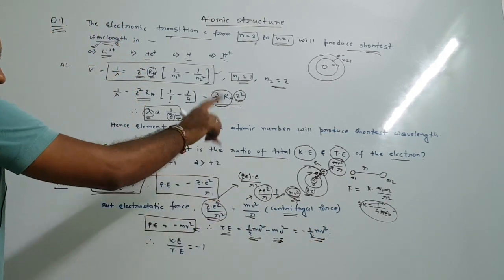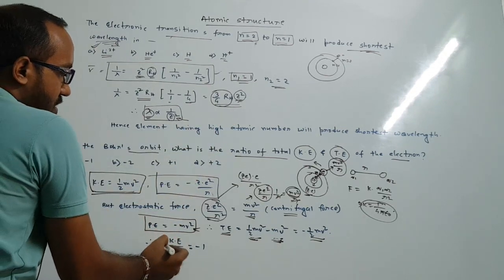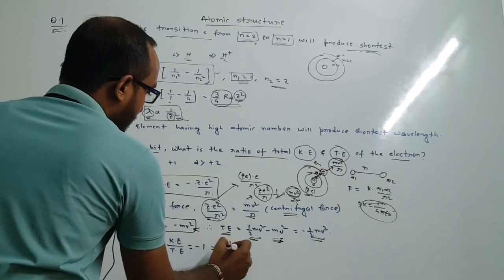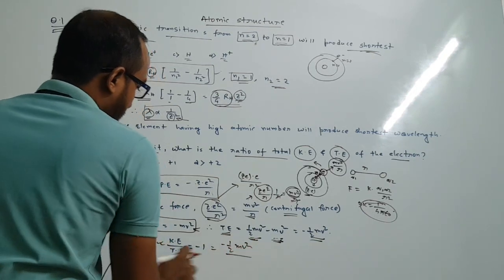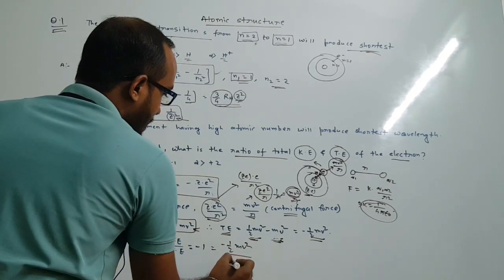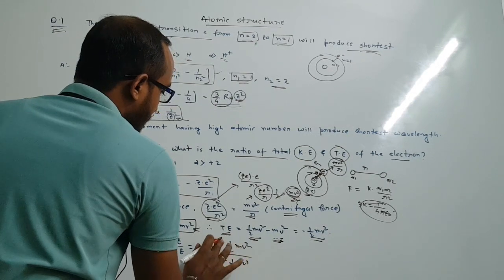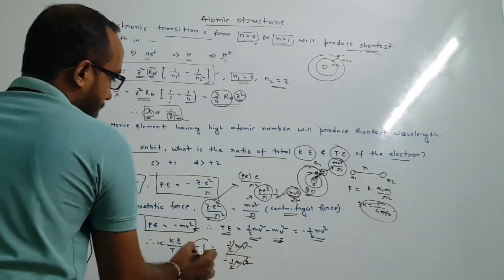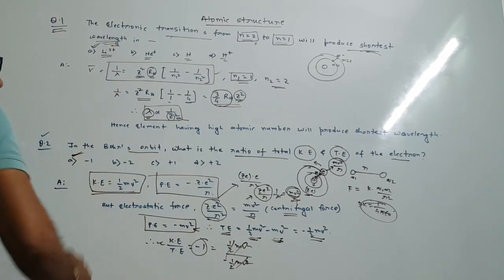They are asking about kinetic energy by total energy. So kinetic energy is half mv square, and total energy comes out to be minus half mv square. So cancel half mv square, you will get minus 1. So option A is correct.